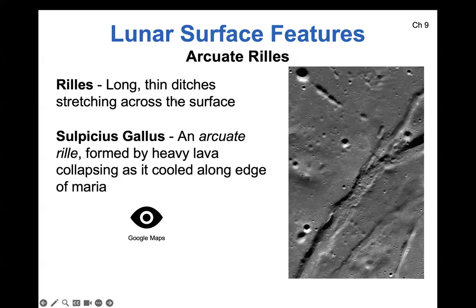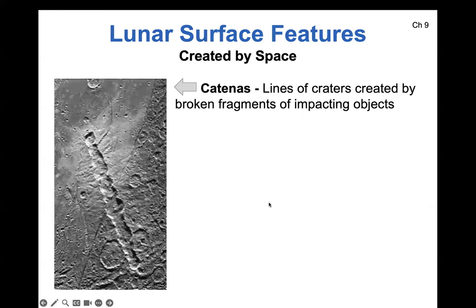One more rille, right? This one, a long, thin ditch stretching across the surface. This one is an arcuate rille and formed by heavy lava collapsing as it cooled along the edge of a Maria. So also a lava flow feature. That's what the last two had in common. Okay.